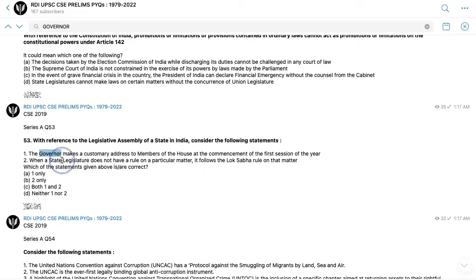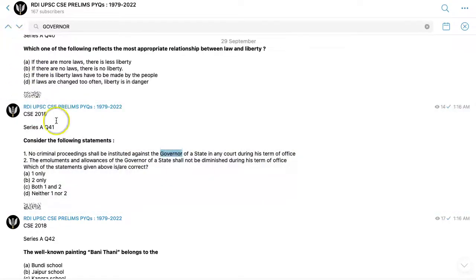So it's about the customs of state legislatures, right? These kinds of things you need to focus on wherever they come, whether they are in the newspapers or in your standard books, your Lakshmikant, your NCERTs, etc. Okay. Next, we have this question again.